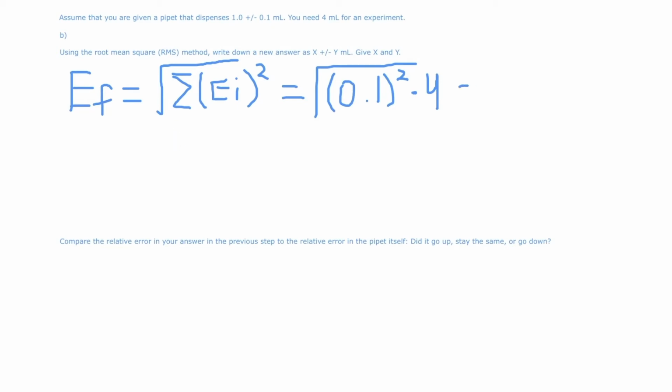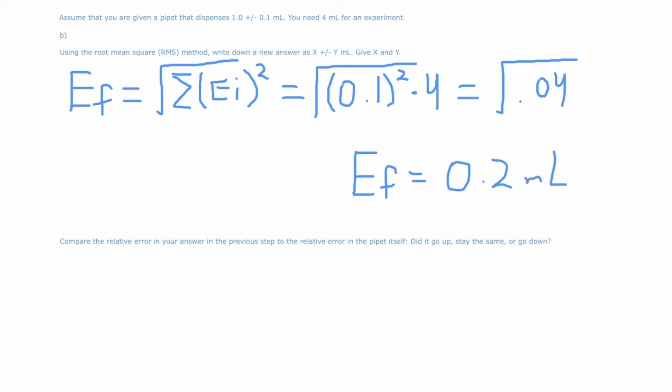Okay, so if you work out this calculation here, you'll find that you'll get the square root of 0.04. And if you put that in a calculator, or if you do it in your head, that'll be equal to a final error of 0.2 milliliters for our 4 measurements using the pipette.